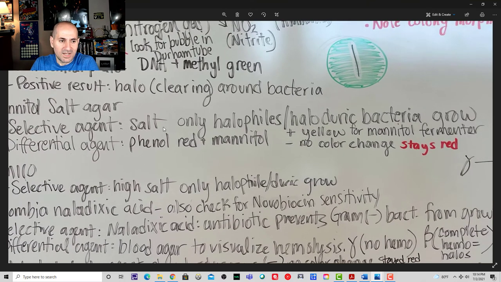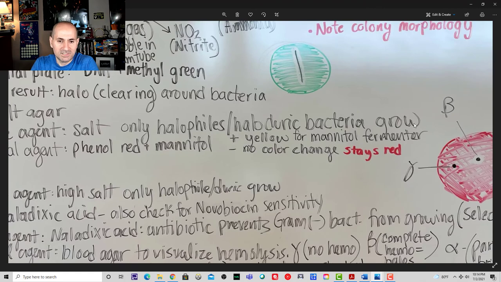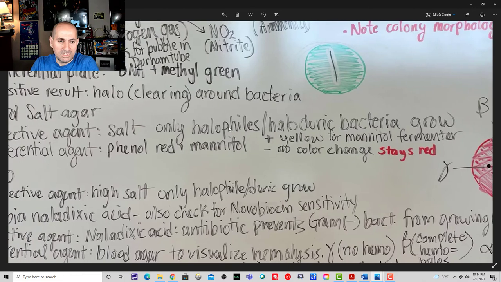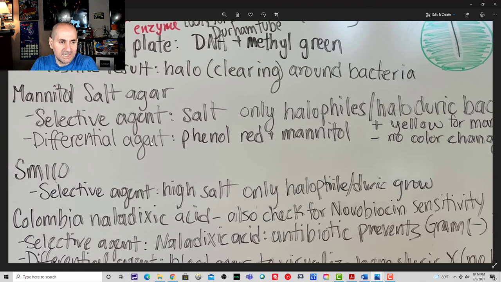Because it has a high salt concentration, like 5% or more. Only halophiles or halodurics can grow in salty conditions like that. So non-halophiles will not grow. They're selected against. Halophiles will grow. They are selected for. And what's the differential agent? That's phenol red plus mannitol. Phenol red and mannitol.